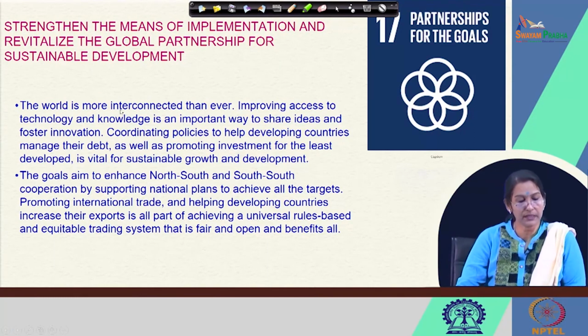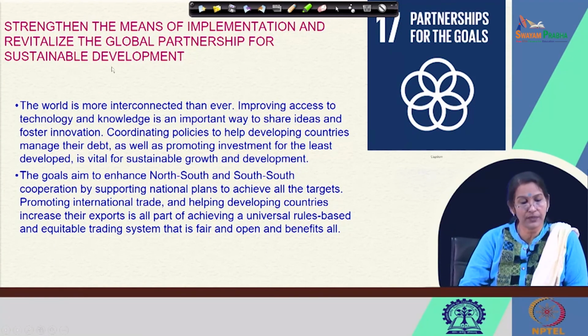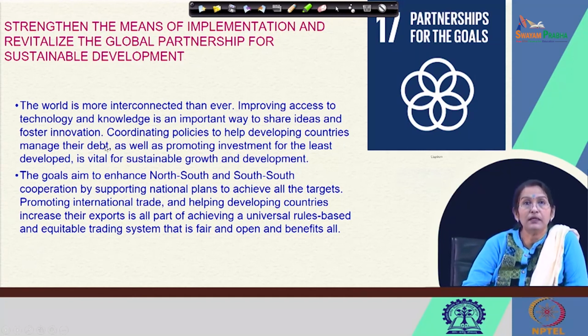So these are some of the means, that is, how we can develop this global partnership. For example, improving the sharing of knowledge and technology is an important policy of research and innovation. Then coordinating policies to help developing countries manage their debt, as well as promoting investment.